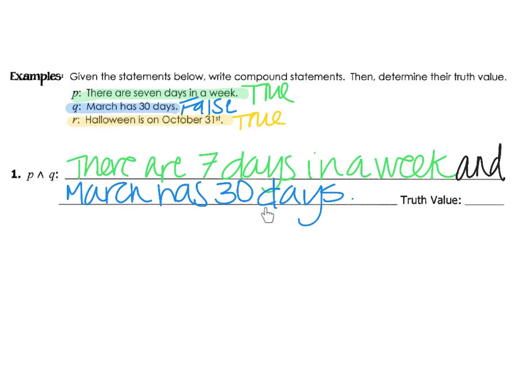Both must be true. So there are 7 days in a week. This is a true statement. And March has 30 days. Now this is a false statement, all right? So because one is true and one is false, they're both not true. So therefore, the truth value of our entire conjunction is false, because they both need to be true in order for it to be true.